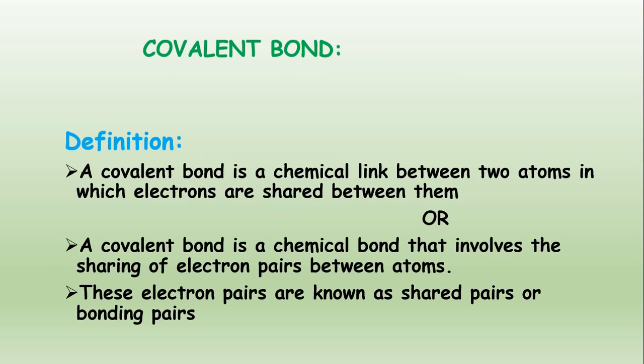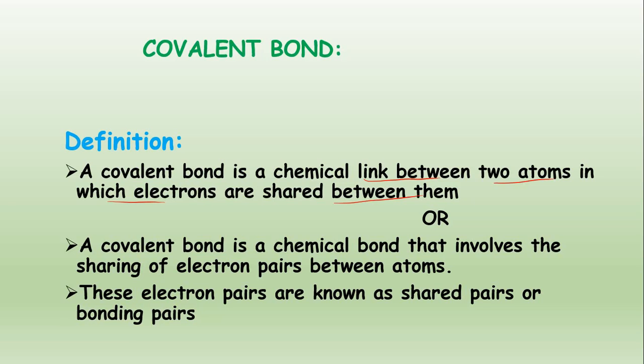So let's look at the covalent bond definition. A covalent bond is a chemical link between two atoms in which electrons are shared between them. When they share the electrons, what was the main reason for the chemical bonding, as I have discussed in the last lecture? They have to complete their octet or duplet, 8 electrons in the valence shell or 2 electrons in the valence shell. So today we will discuss covalent bonding, in which they share the electrons.